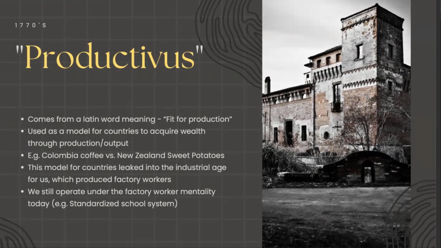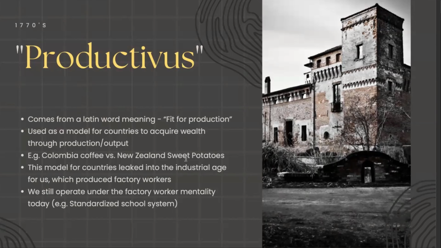But the reason why it came up really was in the 1770s, and it was used as a model at the time because there was colonization going on. It was used as a model for countries to acquire wealth through production and through output. So really, productivity is creating output. An example is Colombian coffee versus New Zealand sweet potatoes. This is an easy way to understand it.